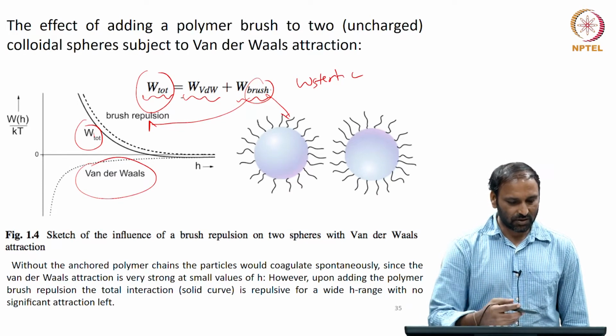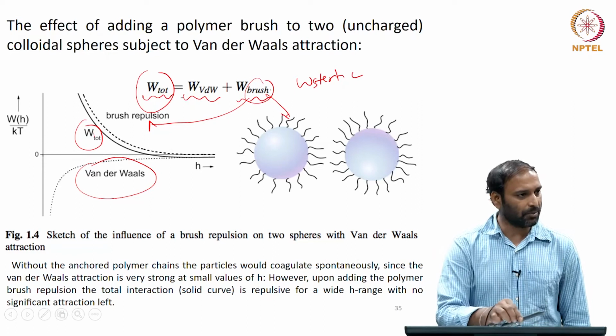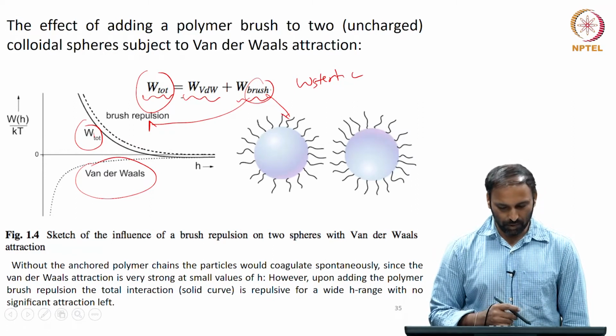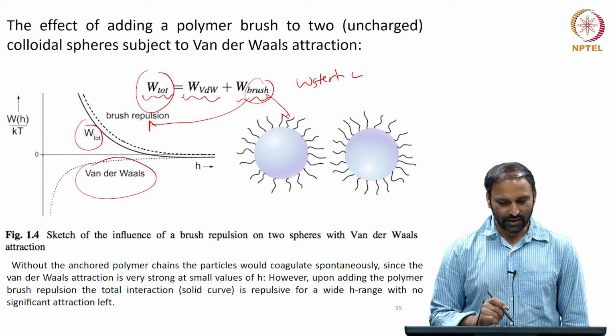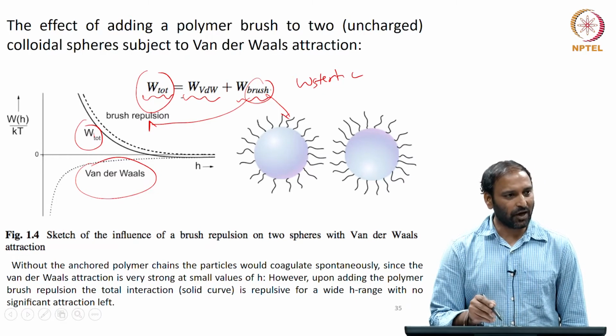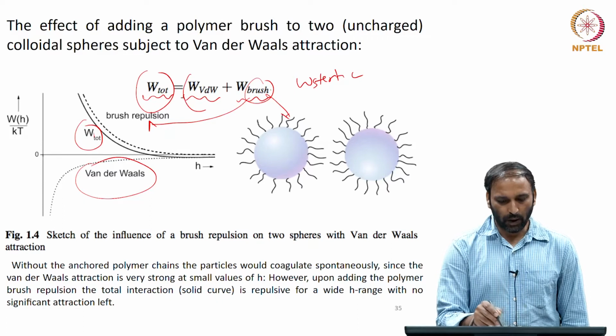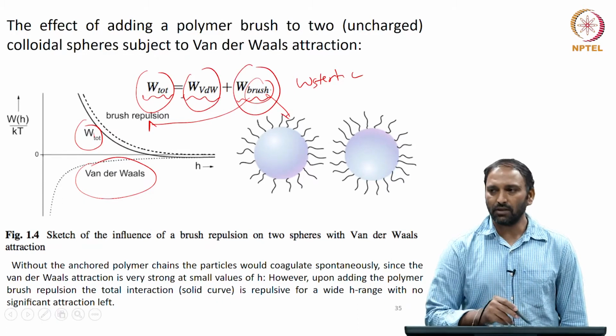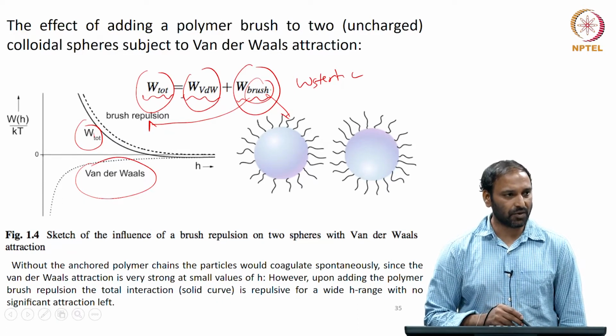So, this curve could be shifted up or down depending upon what problem you are trying to look at. Okay. So, this is essentially to tell you that the total interaction in a case where you have steric repulsion is a summation of van der Waals interaction plus the interaction that comes because of the adsorbed polymers.